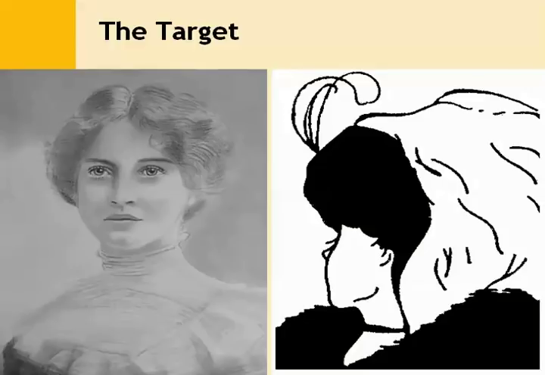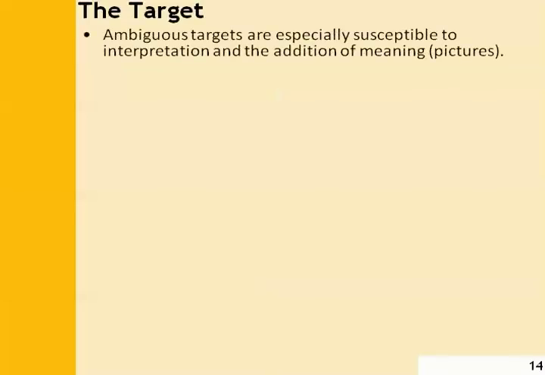perception أكتر. يعني اللي فيه فكرة perception واضحة فيه أكتر، لأن كل واحد فينا بيختلف عن التاني وكل واحد perceive it in a different way. Okay? لكن target on the left most probably all of us are going to perceive it the same way. يبقى ambiguous targets are especially susceptible to interpretation and the addition of meaning. Okay?